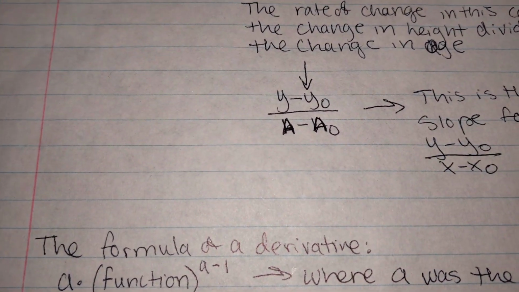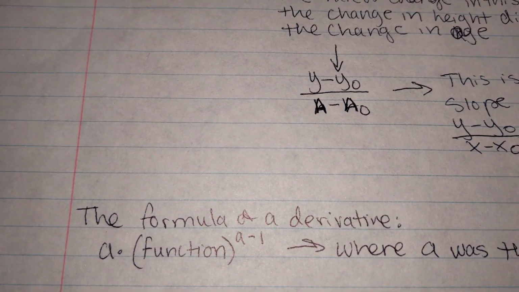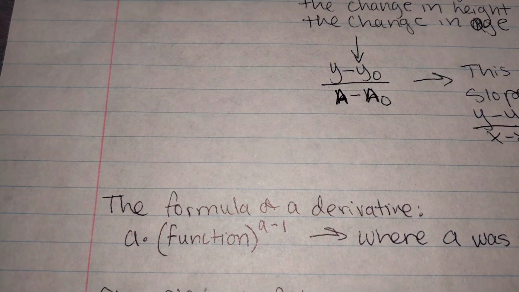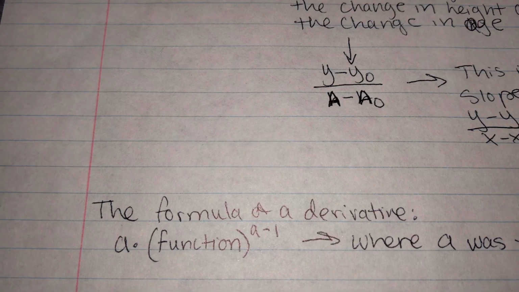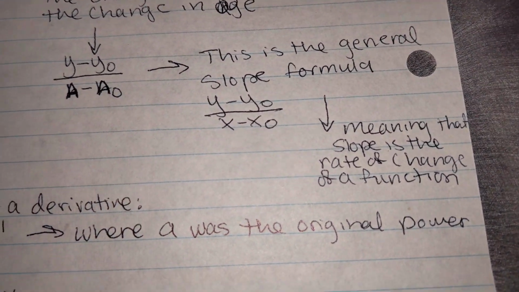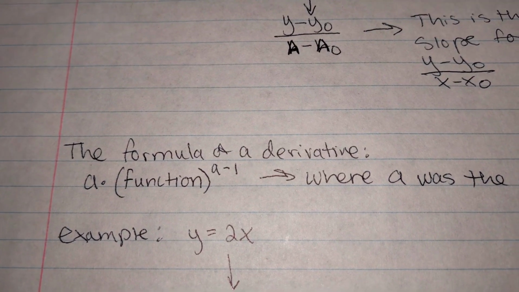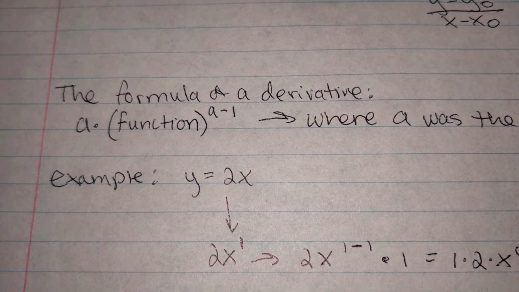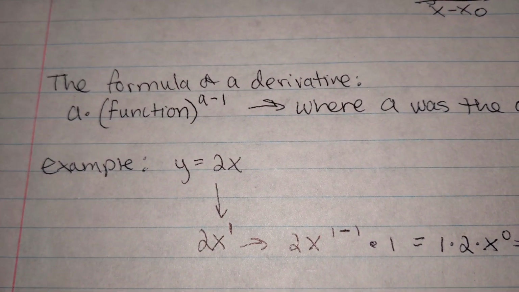Now, that was the context, but there's an actual formula for the derivative, and that is equal to a, which is the power of the original function, times the function to the power of a minus 1, where of course a was the original power. For example, if you have y equals 2x, you can write 2x as 2x to the first power, which is basically the same thing as 2x.